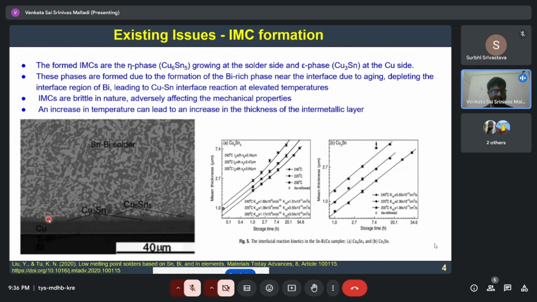At elevated temperature, these reactions would happen frequently. The chances are high that these reactions can occur. And generally, the intermetallic compounds are brittle in nature, which can adversely affect the mechanical properties. So on the right side, we can see that as there is an increase in temperature, the mean thickness of this intermetallic layer is increasing. Basically, we are increasing the kinetics of this reaction by increasing temperature.